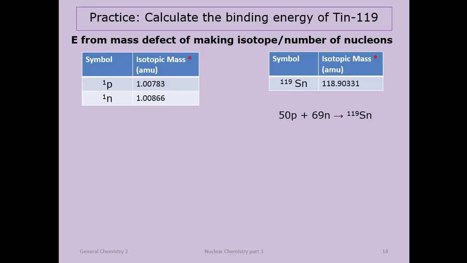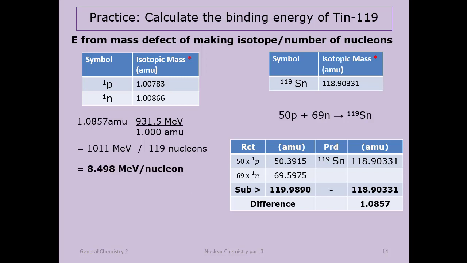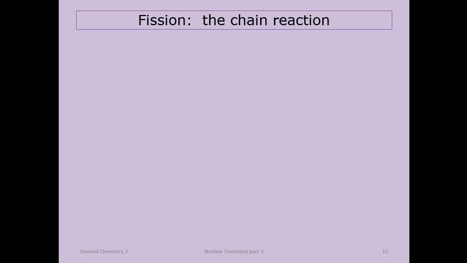So let's see how you did. Set up your fundamental equation: 50 protons, 69 neutrons, that's what it's going to take to get to tin-119. Set up your table, figure out the mass of all the reactants. Usually these calculations are done in terms of mega electron volts per nucleon. So if you divide by the total of 119 nucleons, that's where you get back to this 8.5 mega electron volts per nucleon. You can check back on the binding energy curve and see that you fit right on the curve.